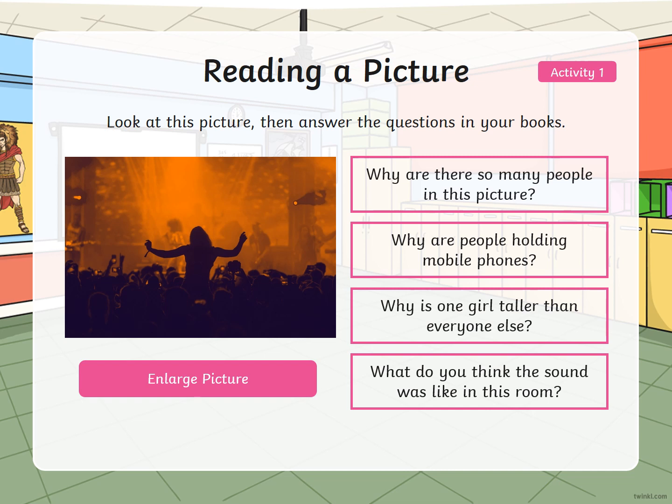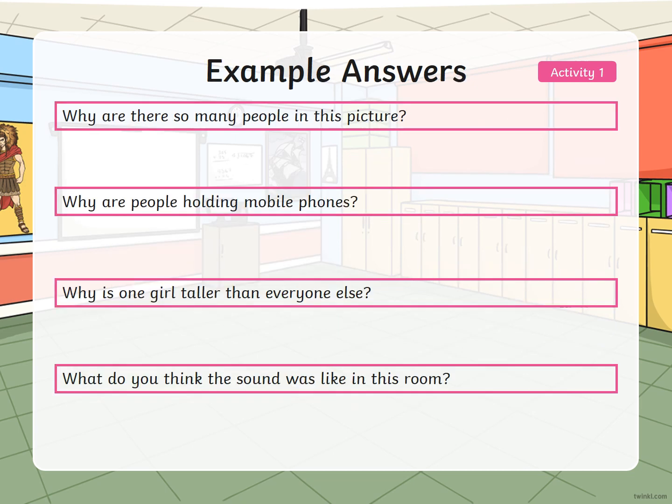Last one, what do you think the sound was like in this room? So do you think the sound was loud? Was it quiet? Okay, and why do you think that? So I'm going to make the picture a bit bigger. Okay, I've got some example answers that I might have done. So these are not just the right answer, but there's some examples.